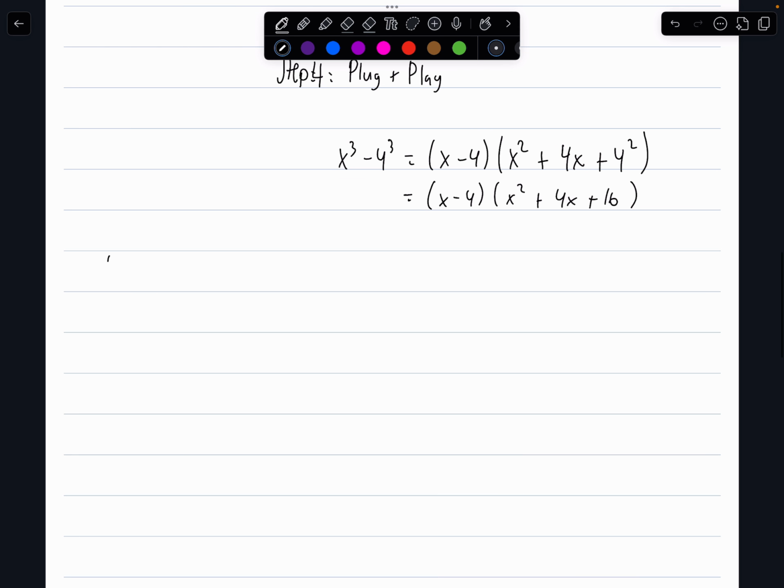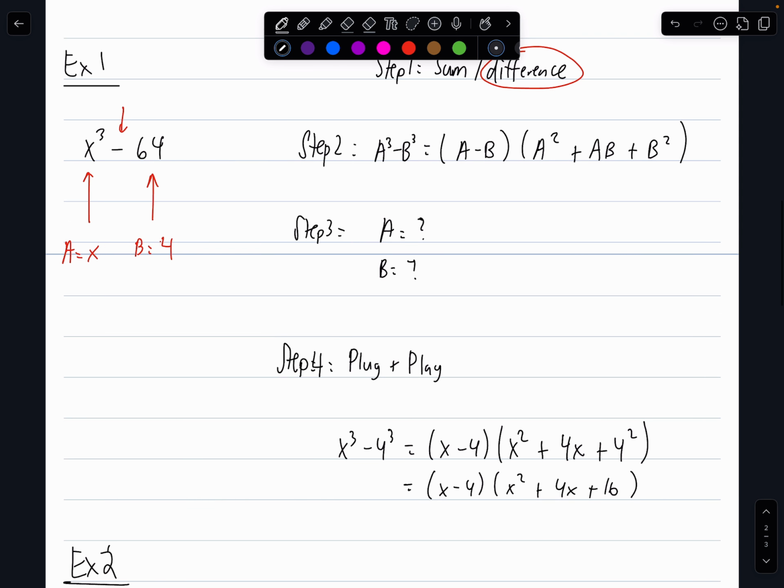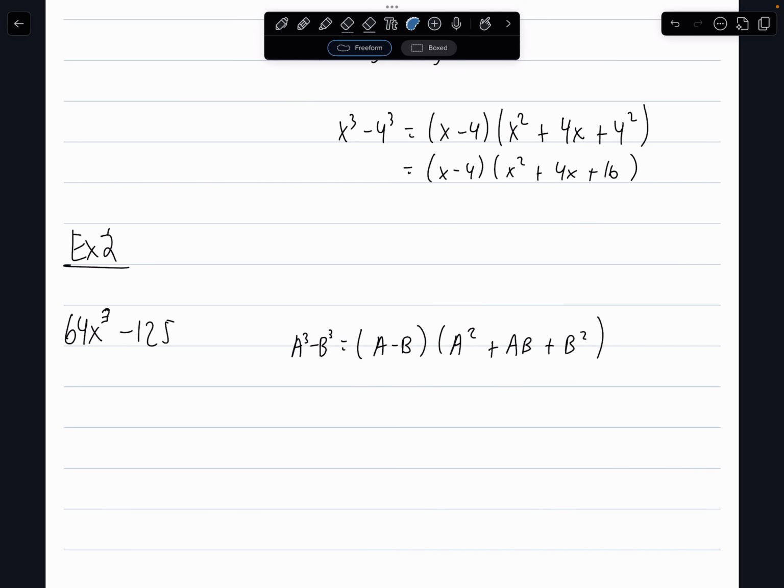Let's try this example. What if the equation is 64x cubed minus 125? Again, this is a difference of cubes. So we know difference of cubes, we're going to have this equation. But now we've got to figure out what is a and what is b.